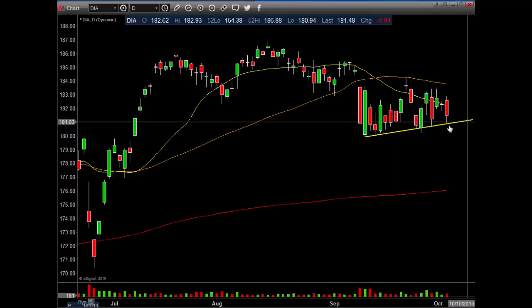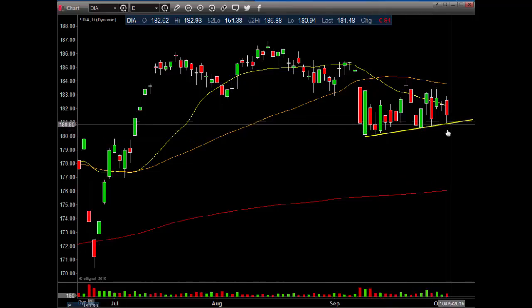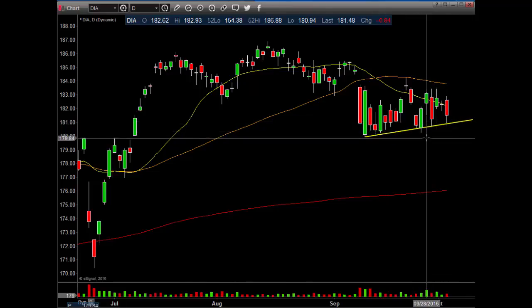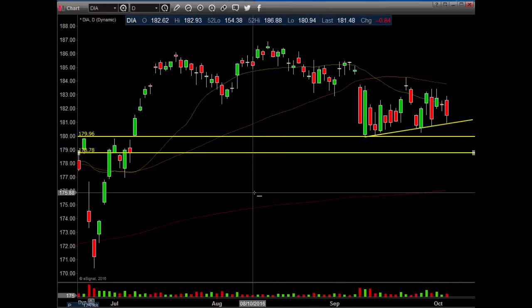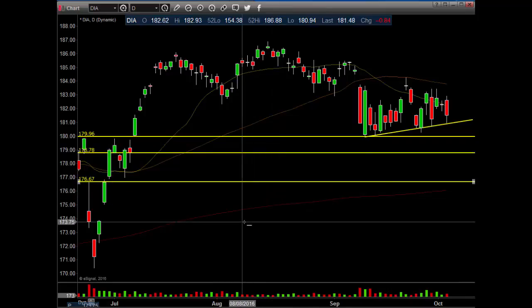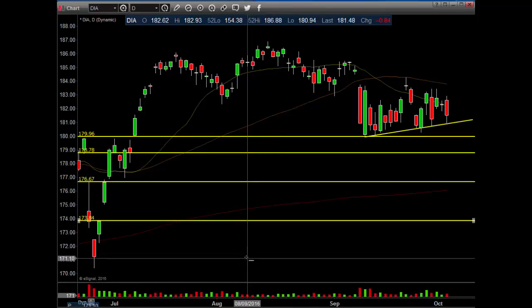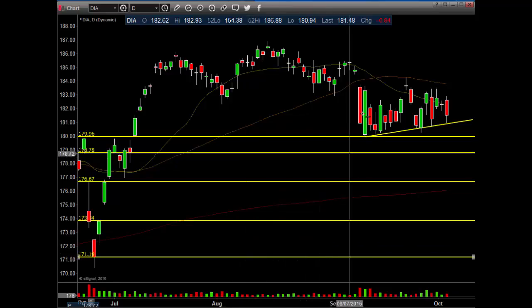This is the line in the sand here, guys, just like on the SPY. If we get below that, we'll test these pivot lows, and ultimately this is the low you want to crack. Then I think we'll go to gap fill. You have a gap fill here, here, and ultimately down in there about 171.